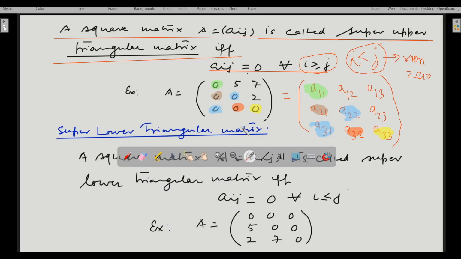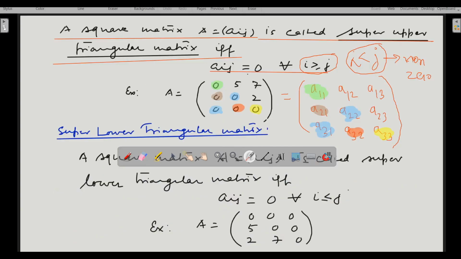So how to mention this in words? In words we can say that all the elements at the principal diagonal and below the principal diagonal must be 0. Only then it will be called a super upper triangular matrix.